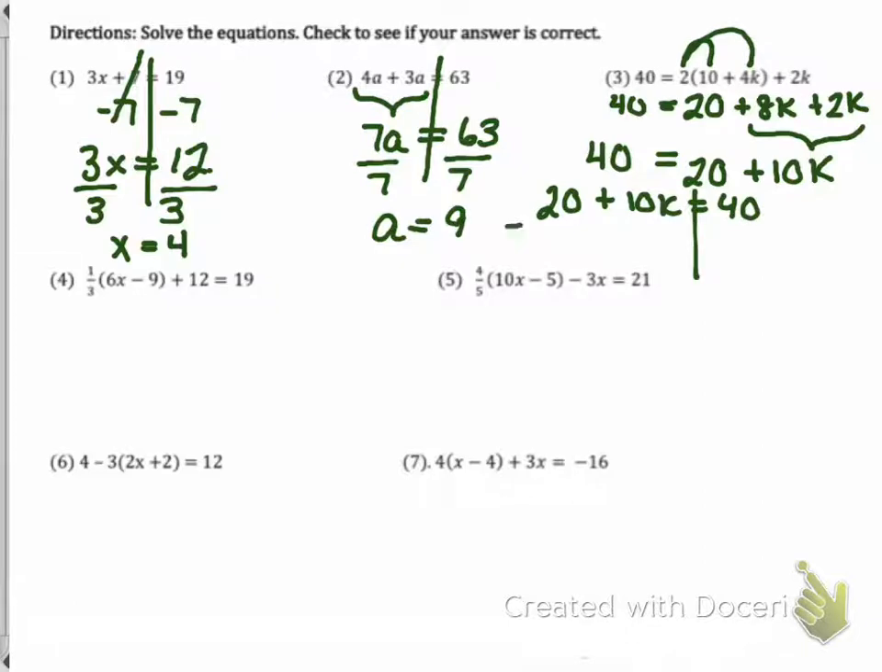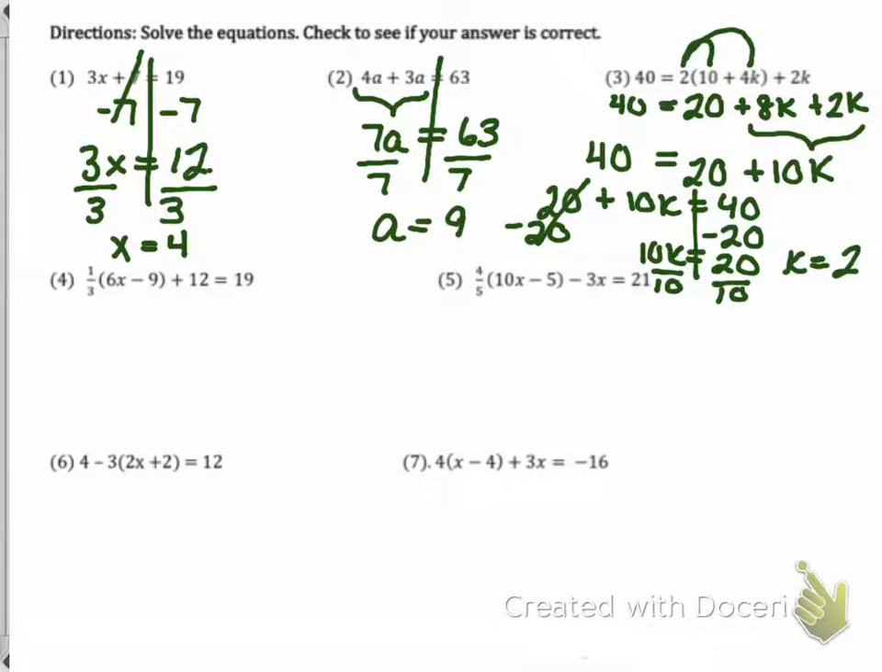And then I'll go ahead and subtract 20 from both sides. And my 20s cancel. I'm left with 10k is equal to 40 minus 20, which is 20. I apologize, I kind of ran out of room here. And then I would divide both sides by 10, and I get a value of 2.